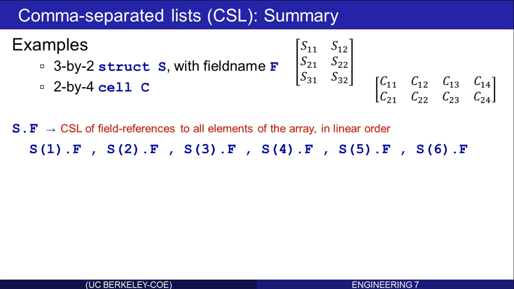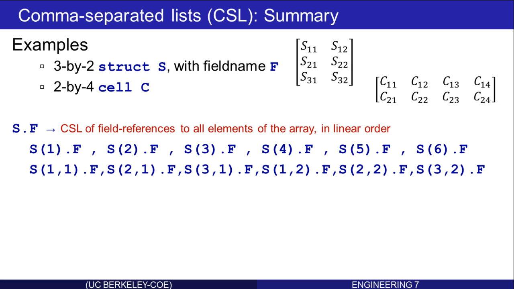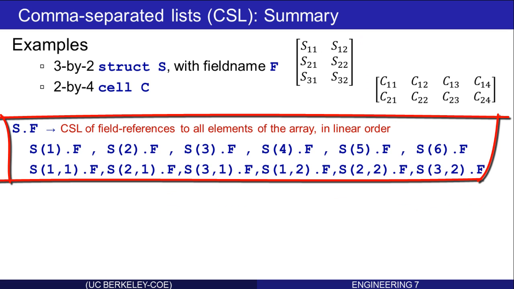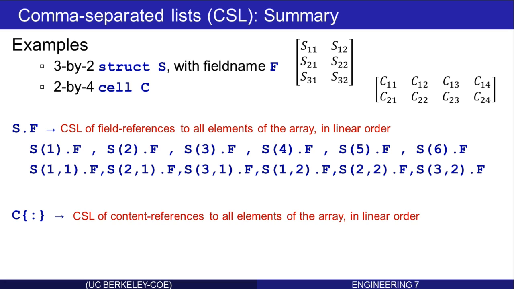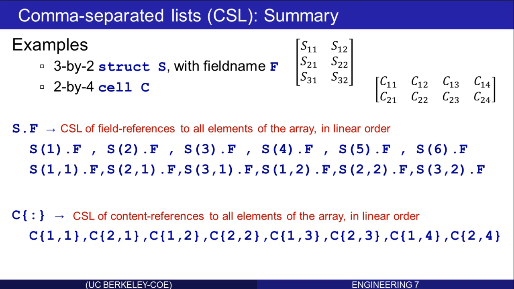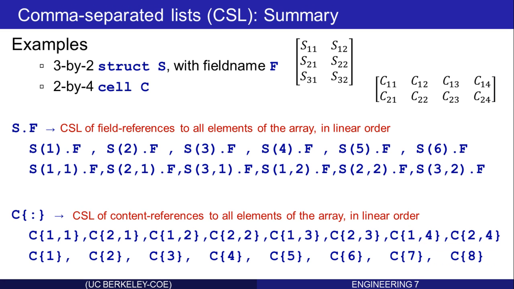In terms of the row and column indices, here the elements are bunched a little bit together, but you see the 1, 1, the 2, 1, the 3, 1, and then the 1, 2, 2, 2, and 3, 2. A comma-separated list of field references to all the elements of the array. For cells, the analogy is an all elements contents reference. In general, contents references are a comma-separated list of contents references to all the elements of the array in linear order. Therefore, this expands to 1, 1, 2, 1, 1, 2, and so on, all the way over to 2, 4. Expressed as single indexing, it looks just like that.